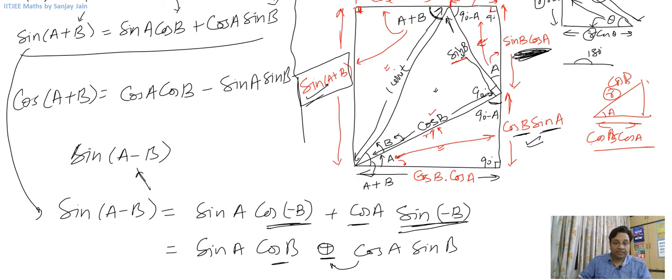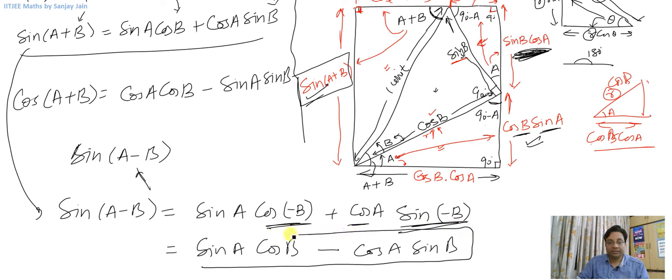Now the identity that I have got is this, okay? Let me write it here. Sine A cos B minus cos A sine B. This is for sine A minus B.